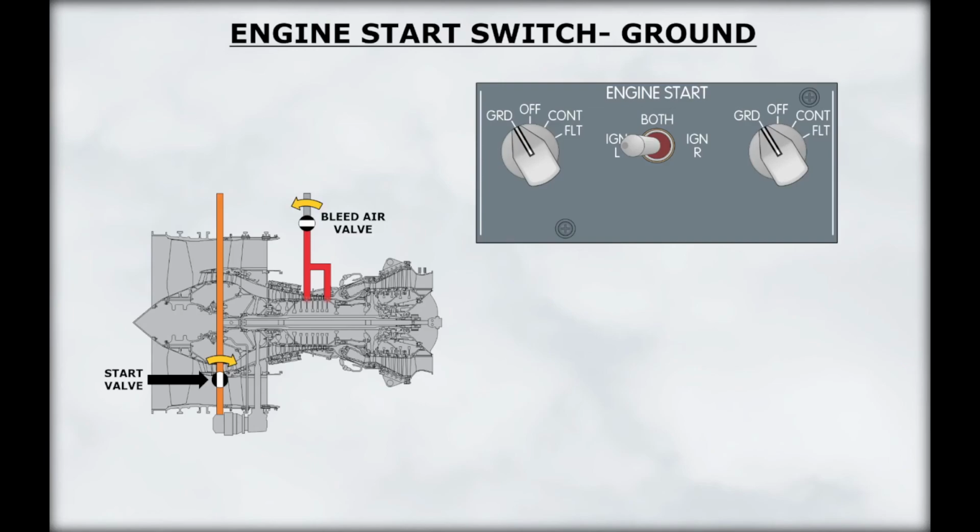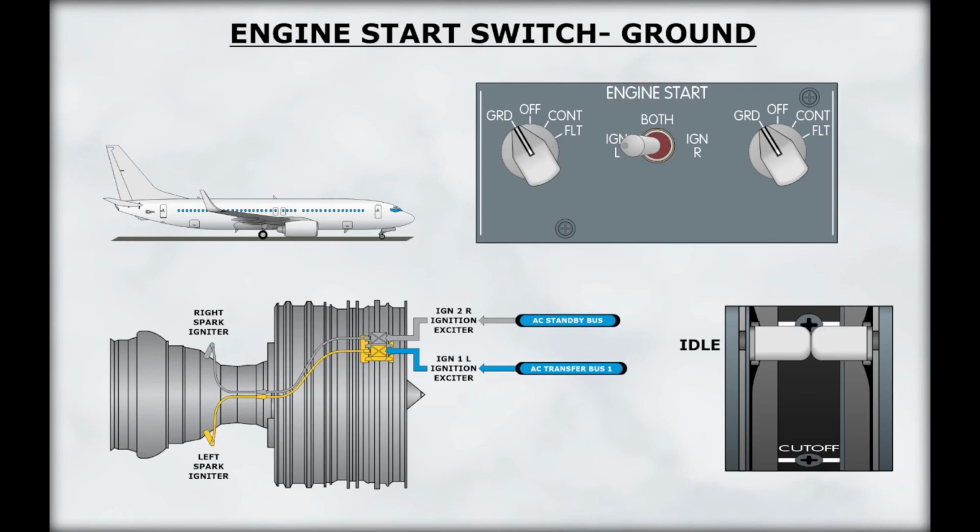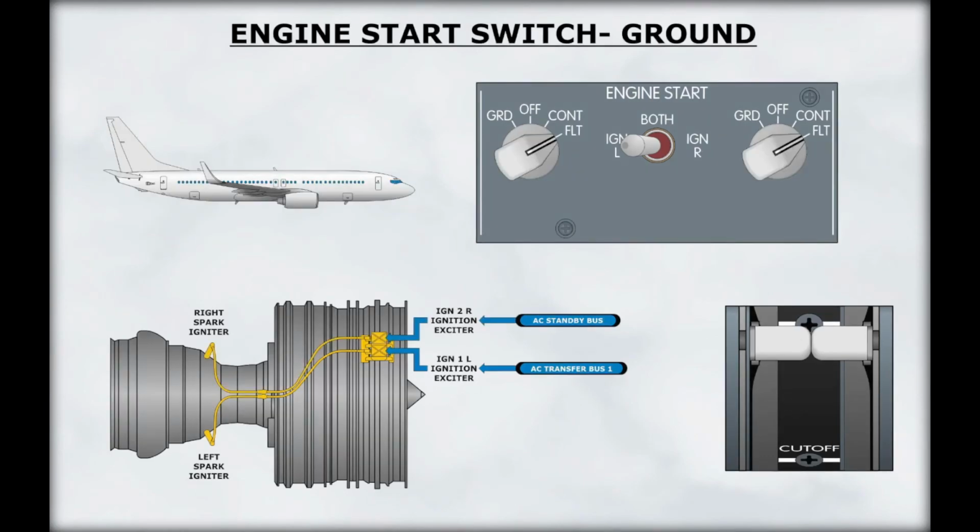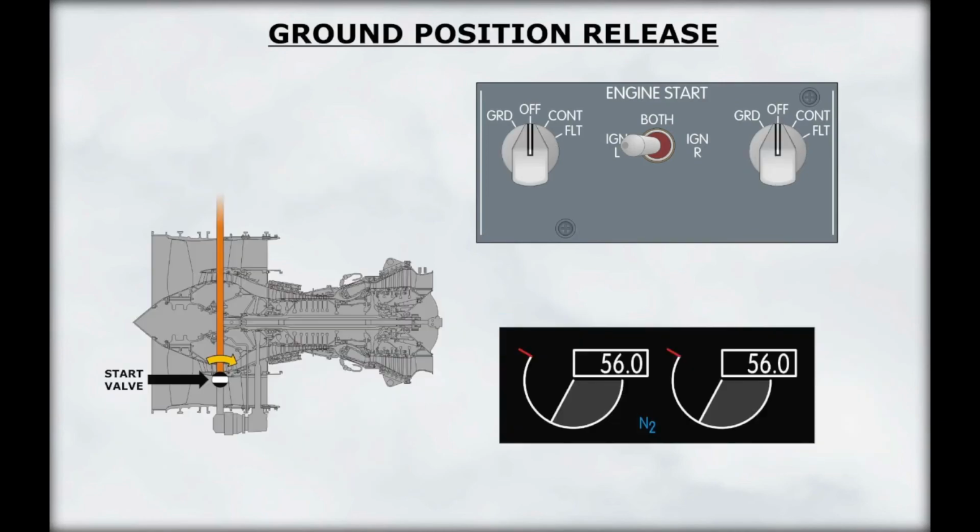Placing the start switch to the ground position causes the respective starter valve to open and the respective engine bleed air valve to close. On the ground, electrical power is supplied to the selected igniters when the engine start lever is moved to the idle position. In flight, electrical power is supplied to both igniters when the engine start lever is moved to the idle position. The switch is electrically held in the ground position until the starter cutout speed.